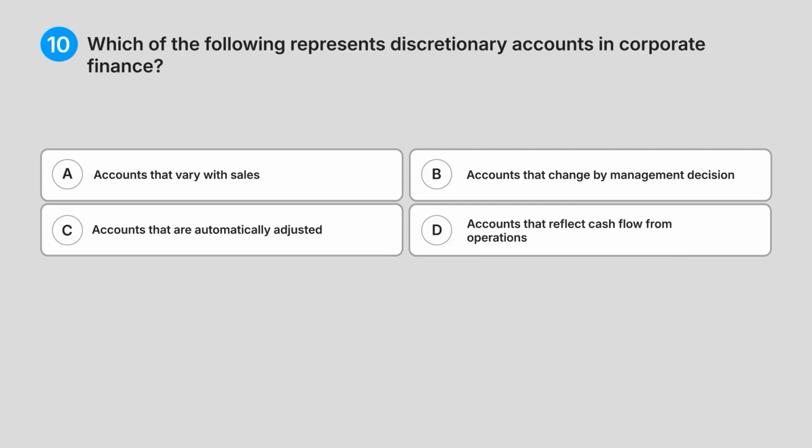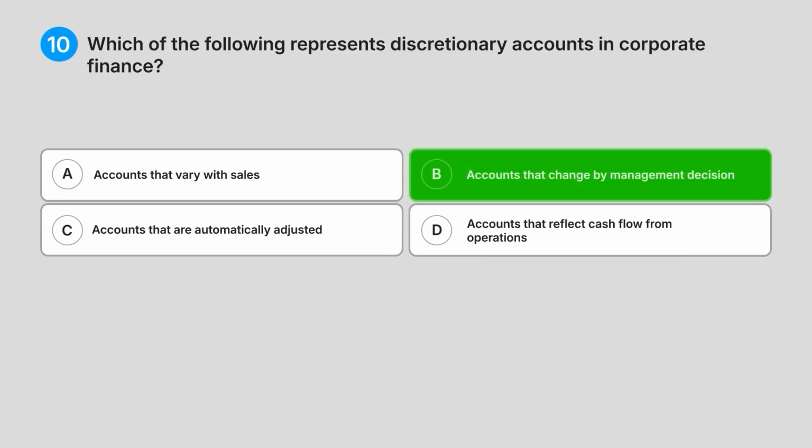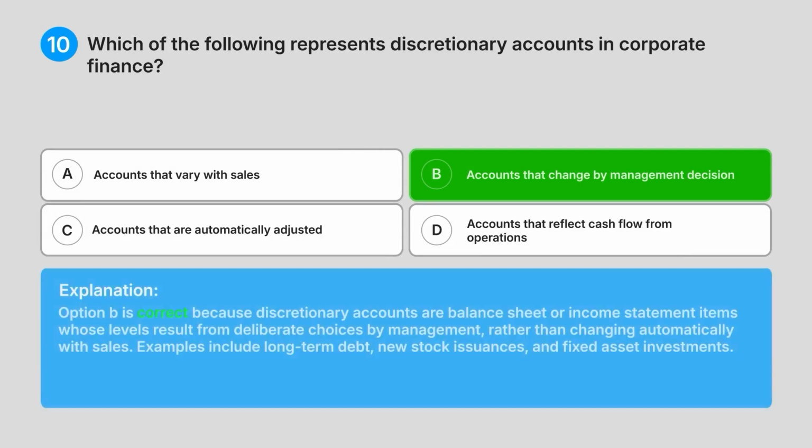Correct answer, B. Accounts that change by management decision. Explanation. Option B is correct because discretionary accounts are balance sheet or income statement items whose levels result from deliberate choices by management, rather than changing automatically with sales. Examples include long-term debt, new stock issuances, and fixed asset investments.